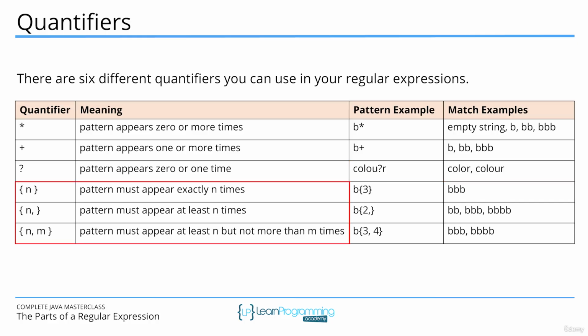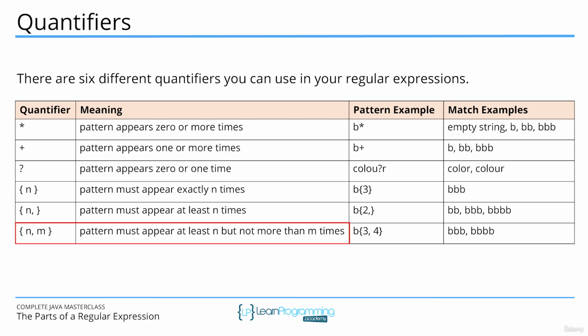The curly braces quantifier allows you to specify an exact number of occurrences of the preceding element or a range. For example, B with 3 in curly braces matches exactly 3 occurrences of the letter B. If I include a comma after the number specified, B with 2 in curly braces, followed by a comma, this means there must be at least 2 Bs in any text for it to be a match.